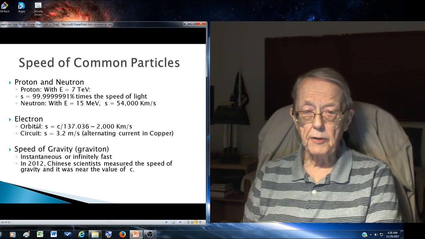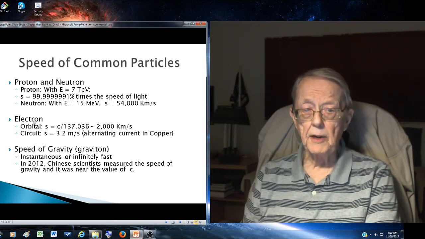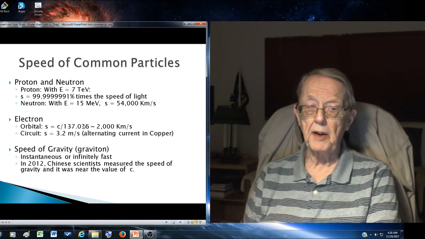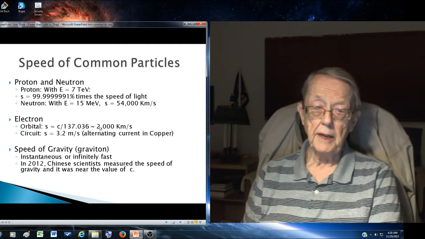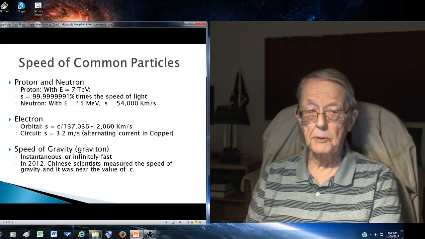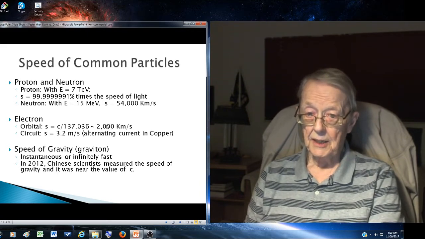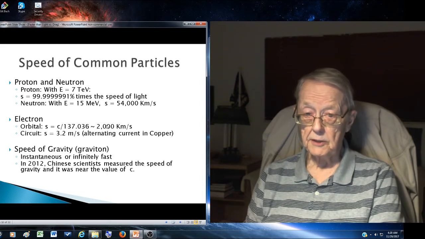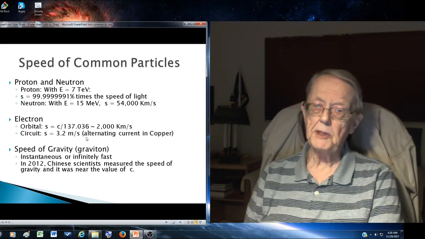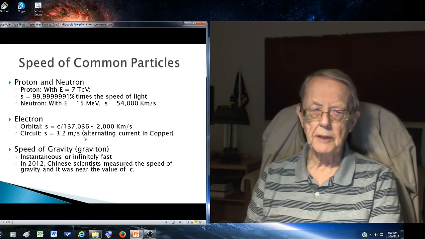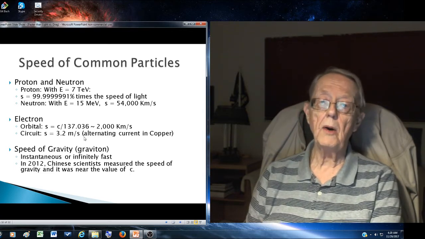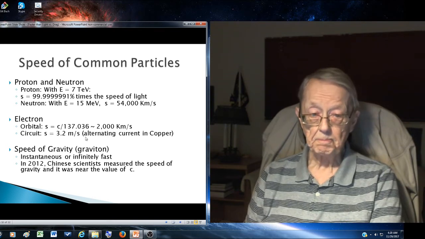The electron, I found on the internet, the electron orbital speed is around 2,000 kilometers per second. They claim it's the speed of c divided by the fine structure constant. And that's, if this were 150, this would be approximately 2,000 kilometers per second, is what they're saying it is, which is much slower. That's as opposed to 300,000 for light. In a circuit, and specifically in an alternating circuit in copper, they say that the electron is going at 3.2 meters per second. Wow, how slow is that?